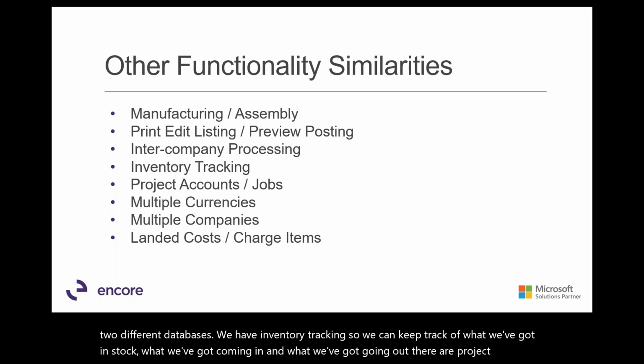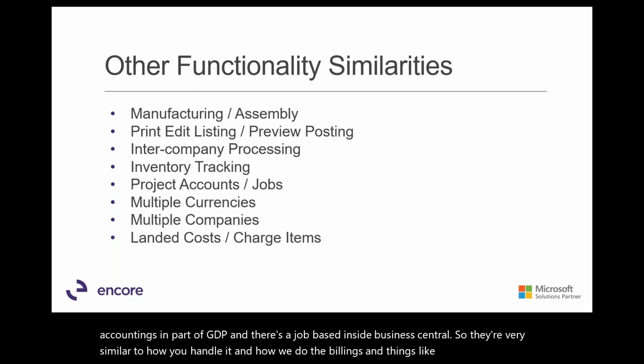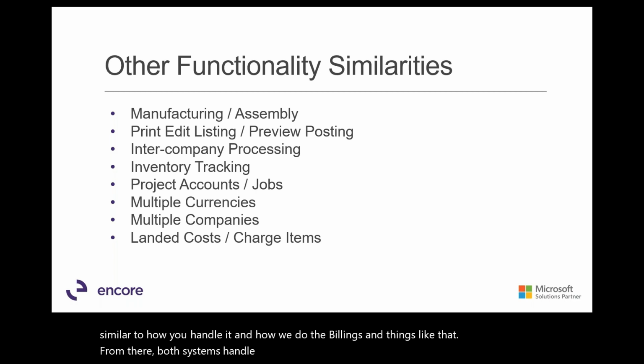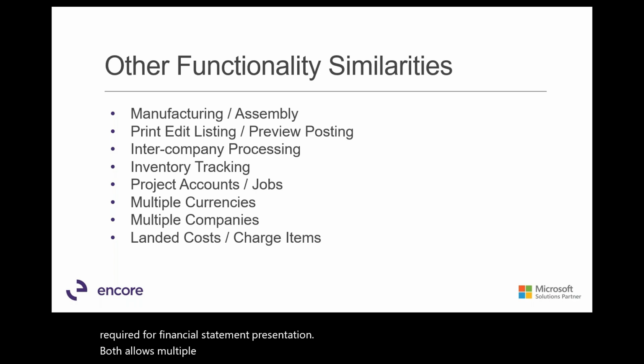There's project accounting in GP, and there's job-based accounting inside Business Central, so they're very similar, just in how you handle it and how we do the billings and things like that. Both systems handle multi-currency and allow revaluation of asset accounts as required for financial statement presentation. Both allow us multiple companies. GP's is unlimited and it's only space limited on the Business Central side.